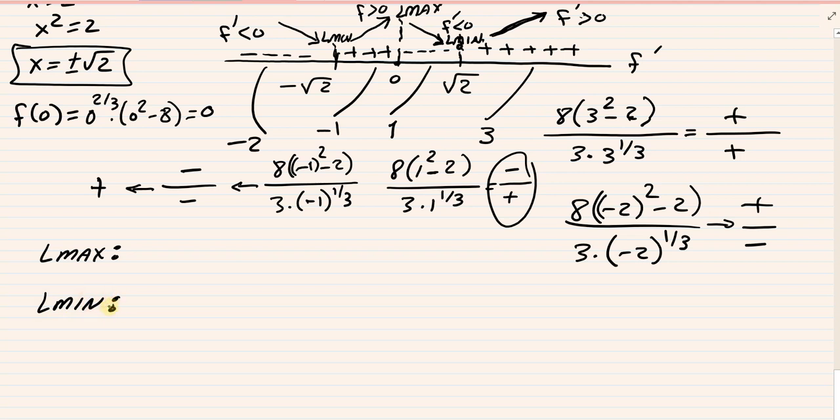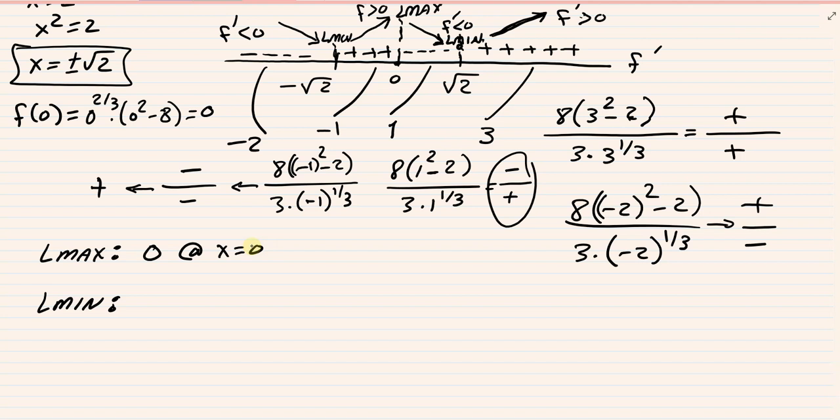So these are the extrema now. A local max is at 0, f at 0. So it's going to be 0 at x equals 0. The max is 0, happens to be 0, same as the critical number.